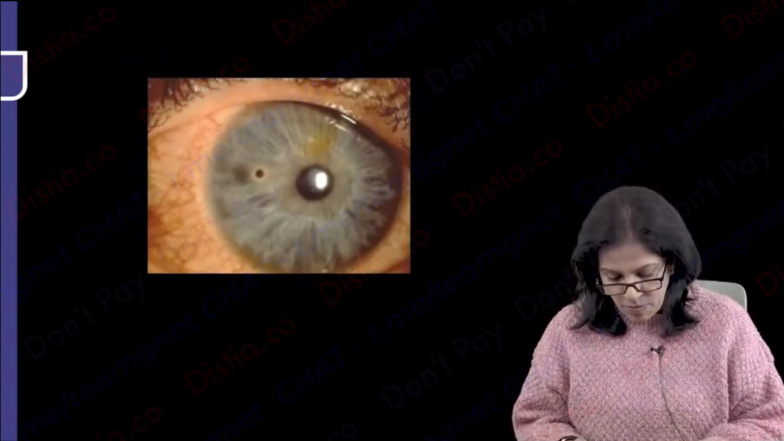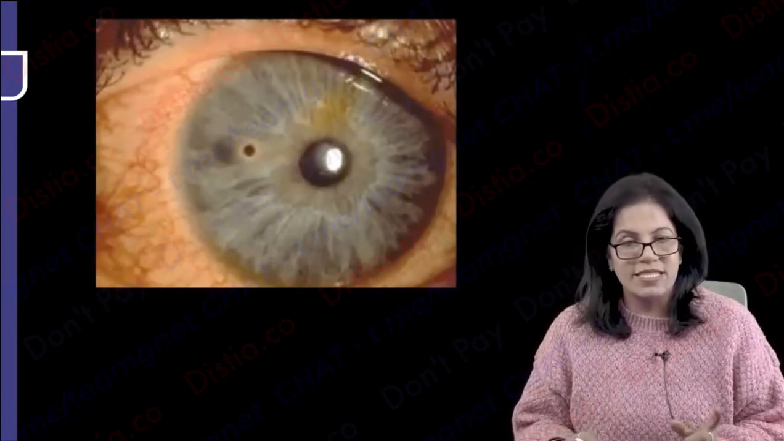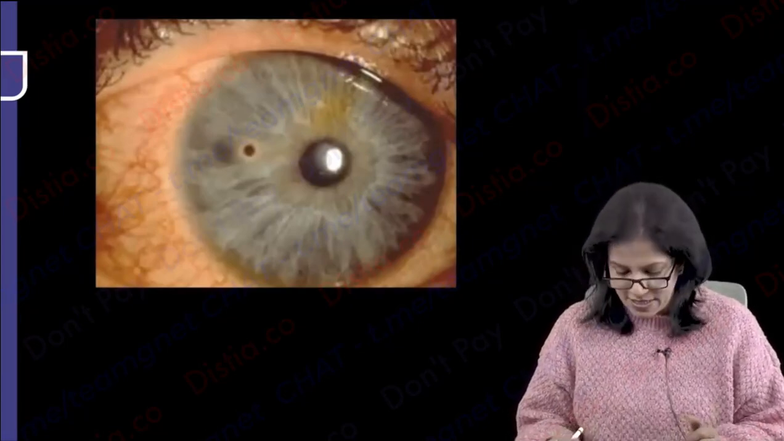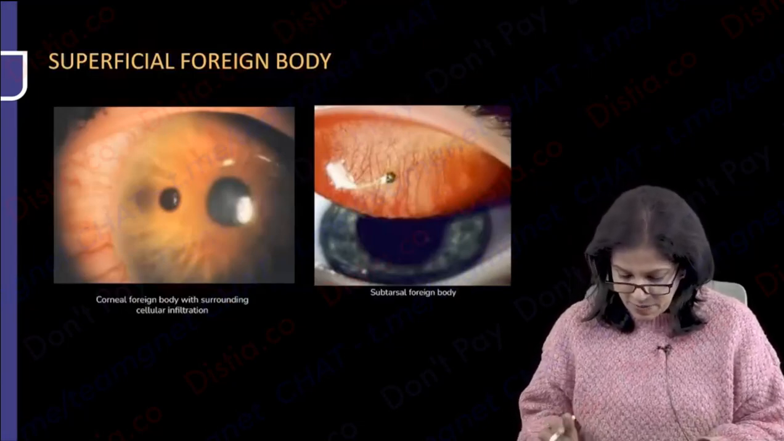And what is the most common mode of getting this? This is just an iron particle, mainly due to chisel and hammer. So this has also been an exam question. You should know this. This is again a superficial foreign body, as I just mentioned.